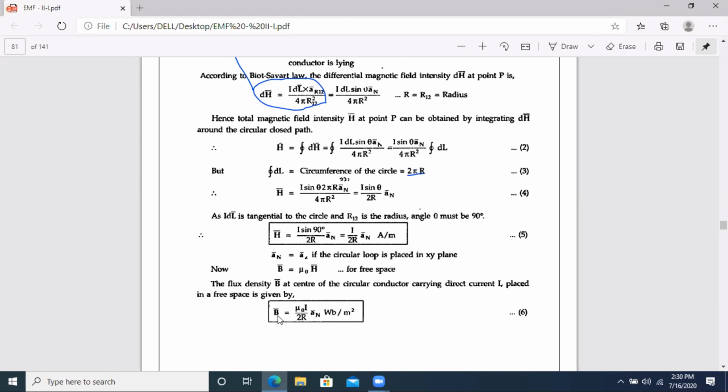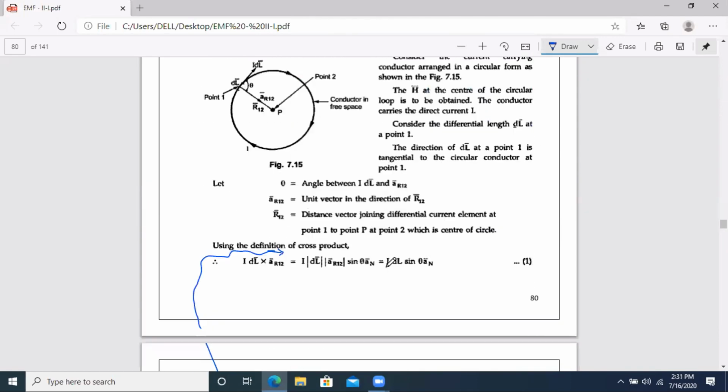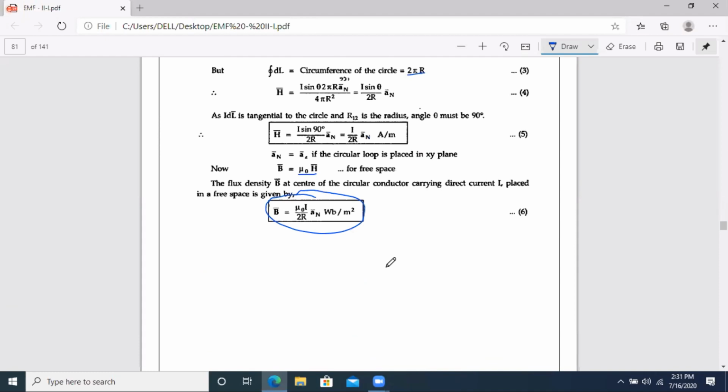And the magnetic flux B. So that's your B field for a circular current. You will hear people refer to the magnetic field intensity as your H field and your magnetic flux as your B field.